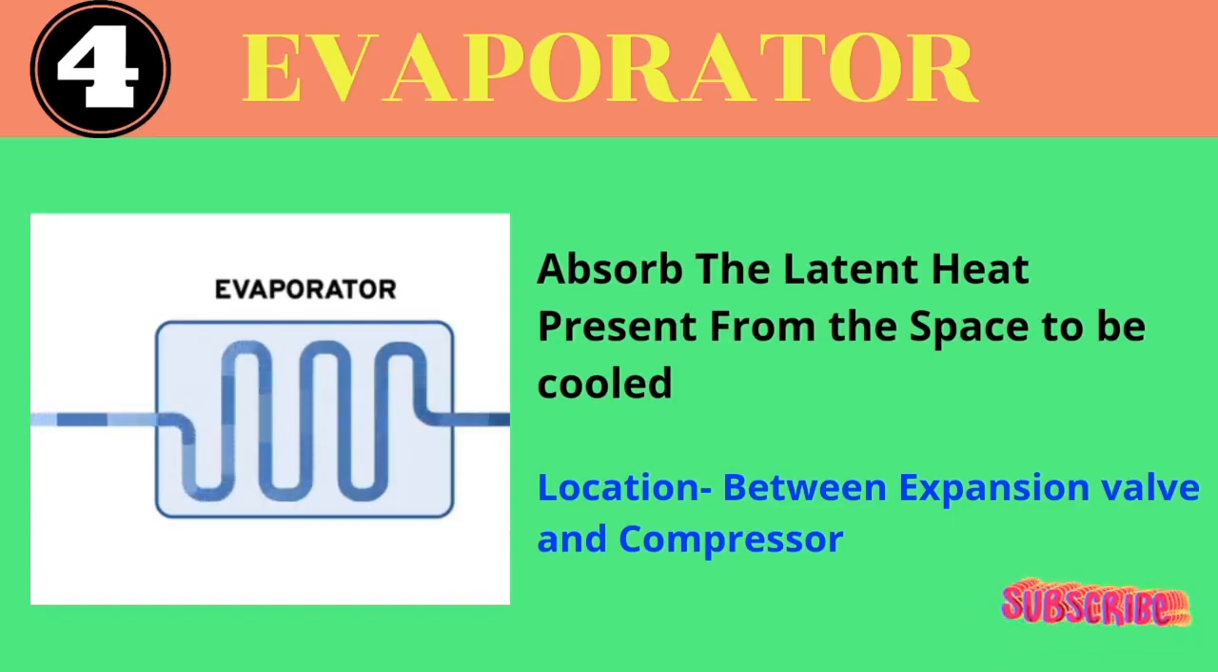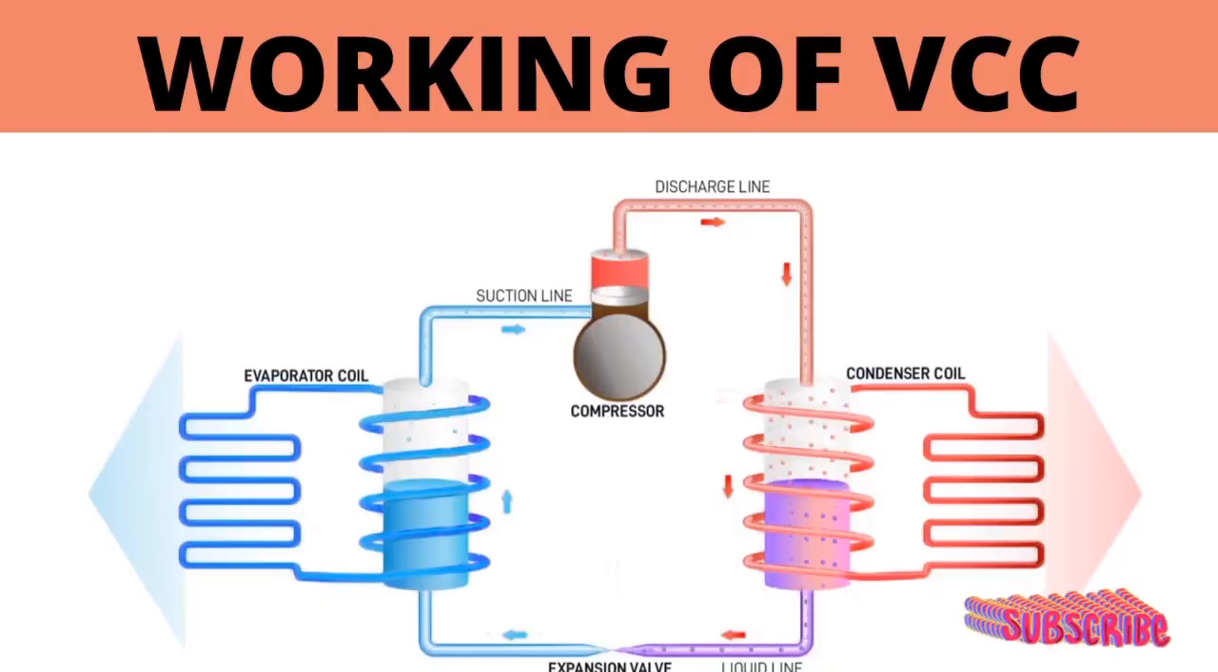And the last component is the evaporator. Evaporator is located in the area which is to be refrigerated. Evaporator collects all the latent heat present in the item to be refrigerated. Hence refrigerating effect is achieved.